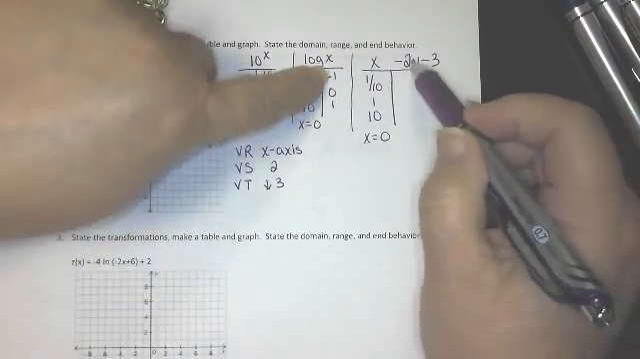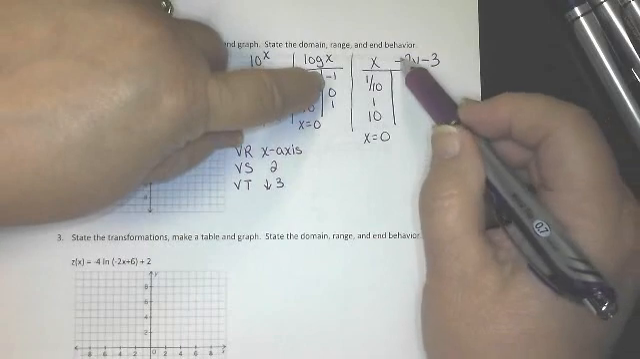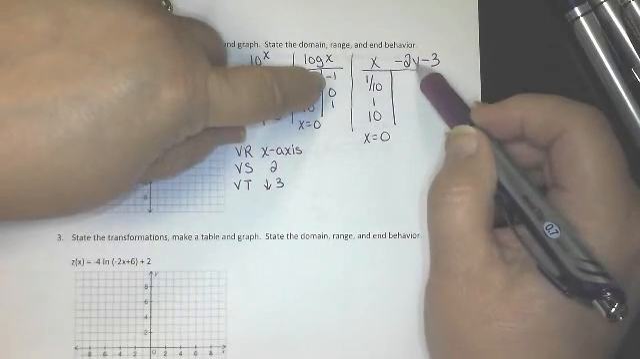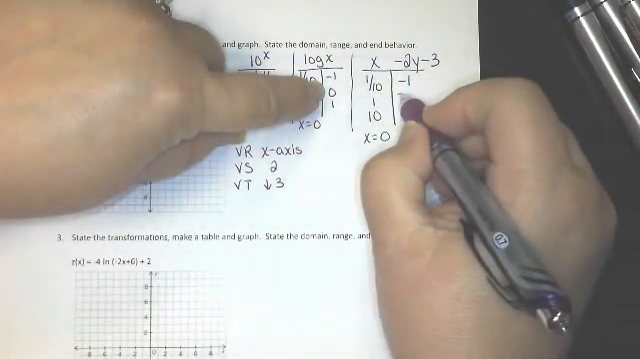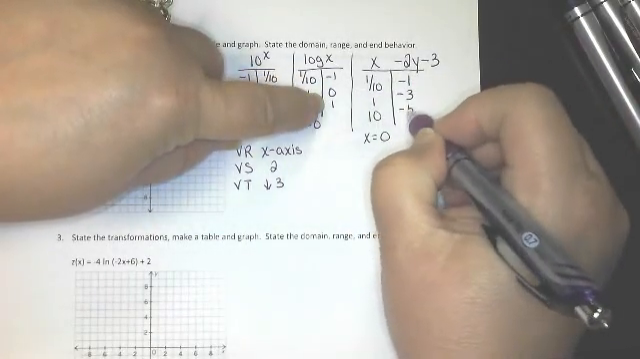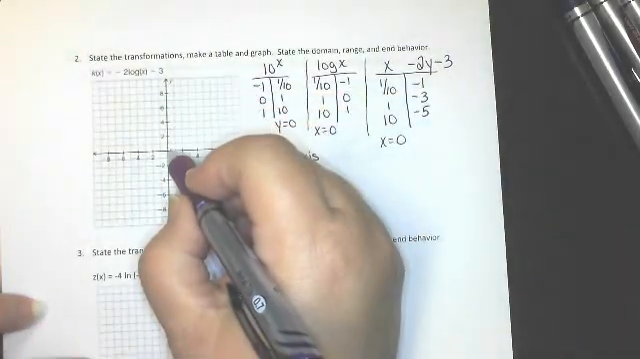And now all I have to do is plug my y values from my log function into my transform table. -2 times -1 is 2, -3, -1. Plug in 0 and plug in 1. Now I'm ready to graph from my transform table.